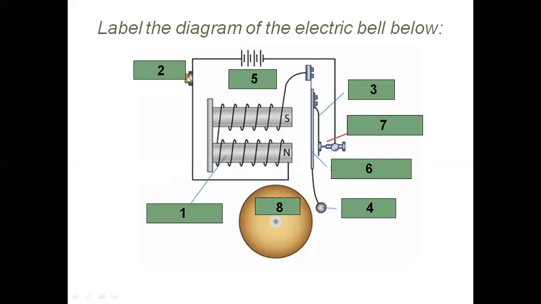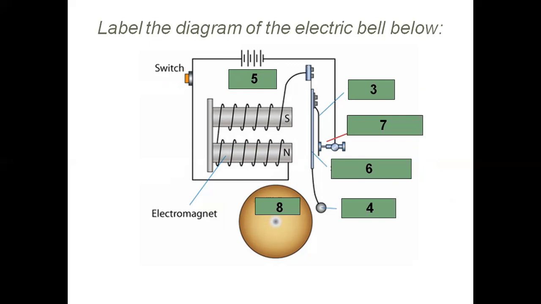Now you have to label here. Numbers are given. What is this part and everything? Here we have, instead of using a bar magnet, this solenoid. It is a U-shaped magnet, and it has the poles which are formed here. So you have to label this: it is an electromagnet.